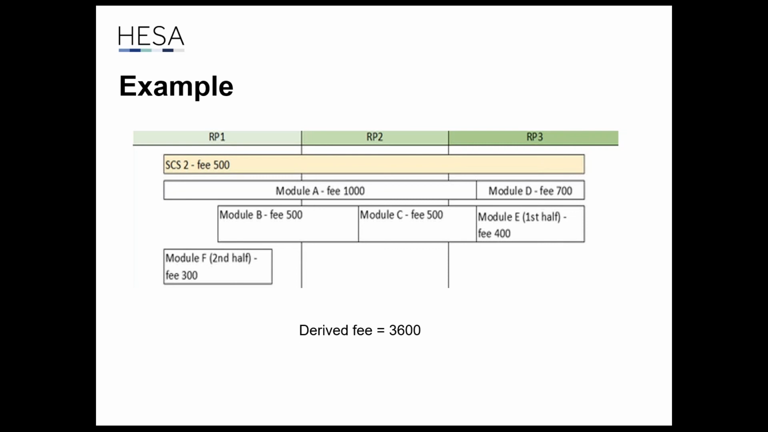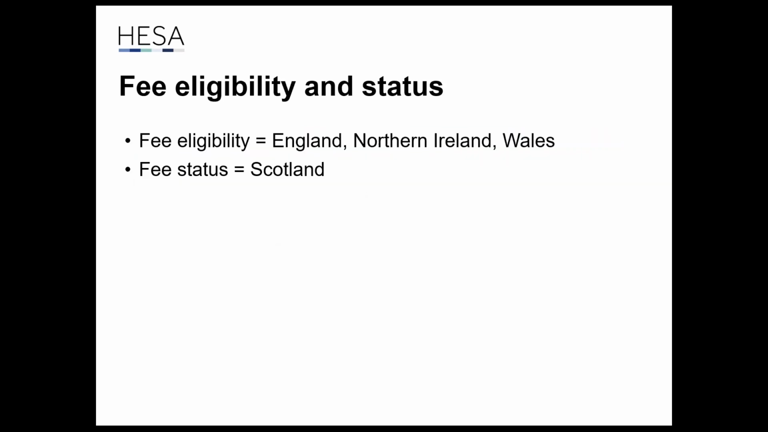Thank you. Great, thanks. The final bit that I was going to cover then is a couple of fields that sit at the engagement level, recording fee eligibility and status. For those of you familiar with the current return, you'll know we have the fee eligibility field. We've split that out slightly into these two fields. So fee eligibility still exists for England, Northern Ireland and Wales, but we've got a slightly different requirement for Scotland. So we have the fee status field in Scotland, and I'll just run through the difference there.